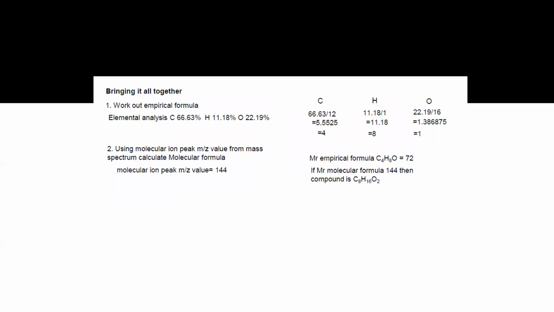So if we bring all the techniques together, how can we use all these techniques together to work out the structure of a molecule?